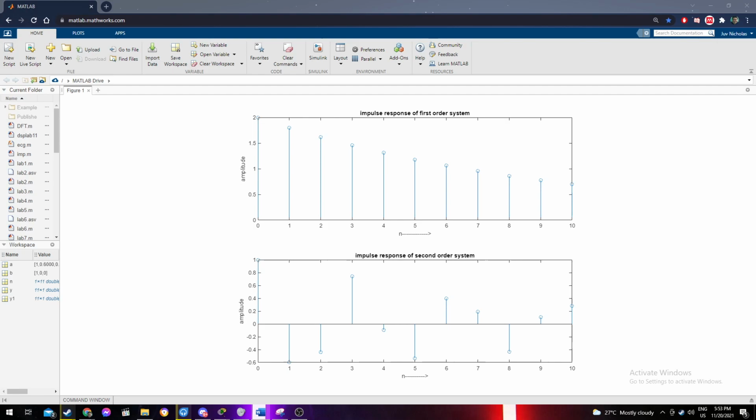Hello, in this experiment we are going to discuss impulse response. So what is impulse response? Impulse response is the reaction of the system caused by an input signal called an impulse.